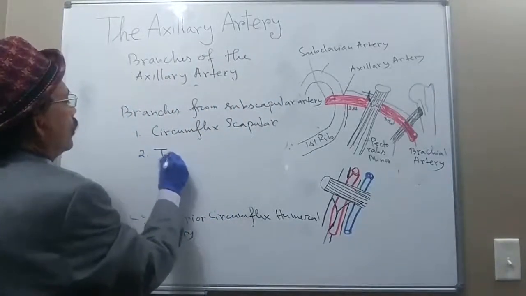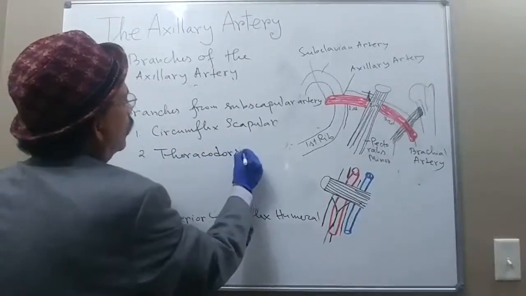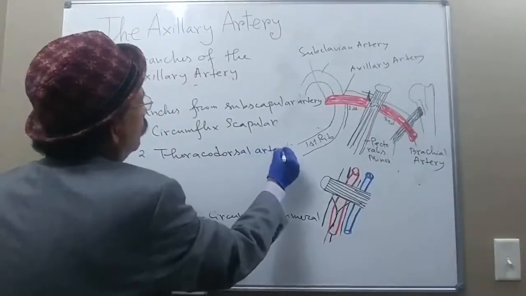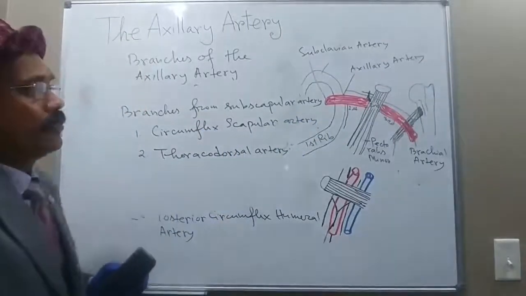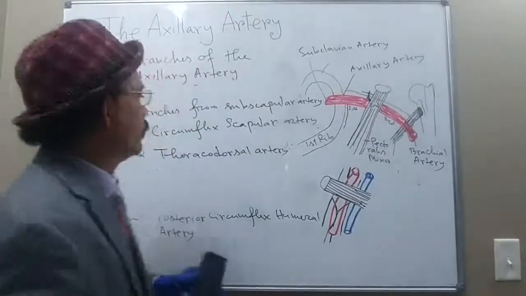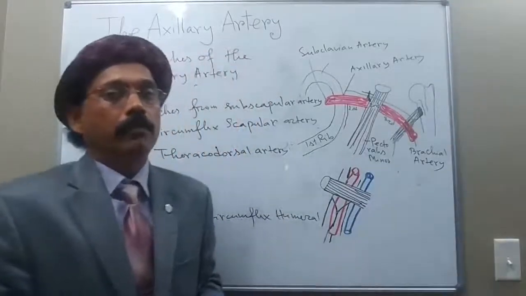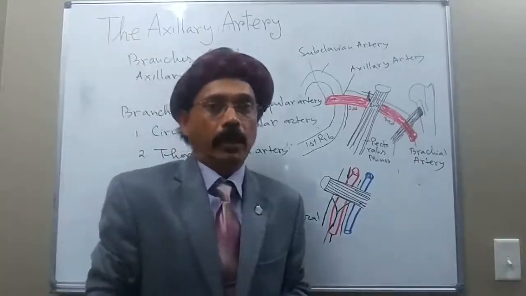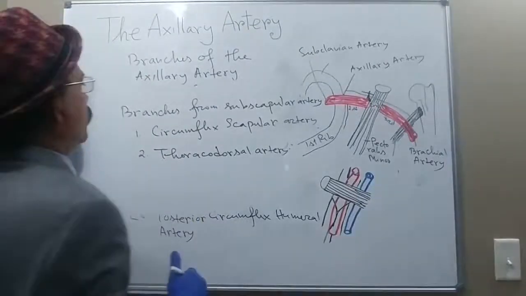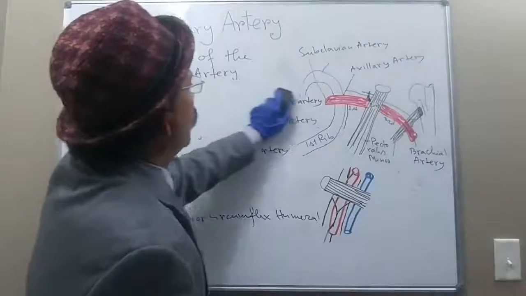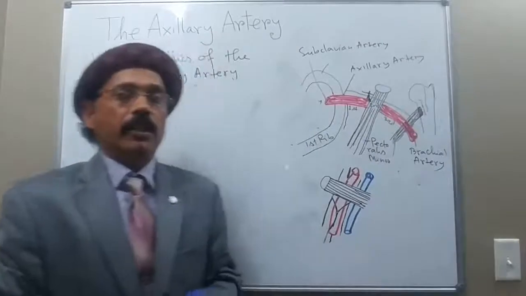The thoracodorsal artery. These are the two branches, and the circumflex scapular branch takes part in the anastomosis around the scapula with the suprascapular artery, and also with the descending branch of the transverse cervical artery. And certainly with the thoracodorsal artery, we got the branches of the subscapular artery. So these are the branches of the axillary artery.